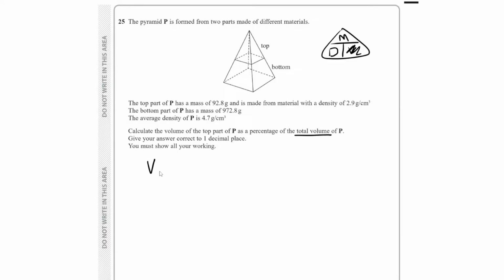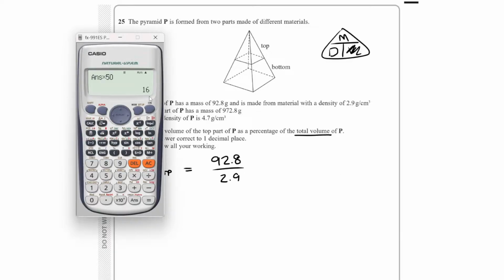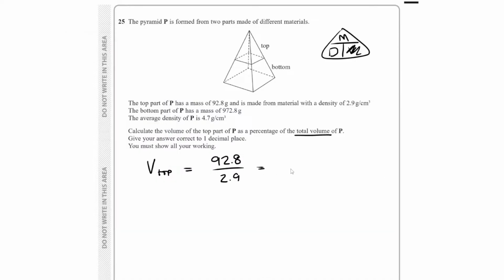So the volume of the top part, as we said, is mass over density. So we can see we've got 92.8 over 2.9. We can just do that straight away. Obviously you will want your calculator for this. 2.9, so that's 32. Okay, luckily it's a nice number. 32 centimeters cubed. Now we can work out the volume of the bottom bit, but just don't forget that they don't want those as a percentage, they want the total volume.